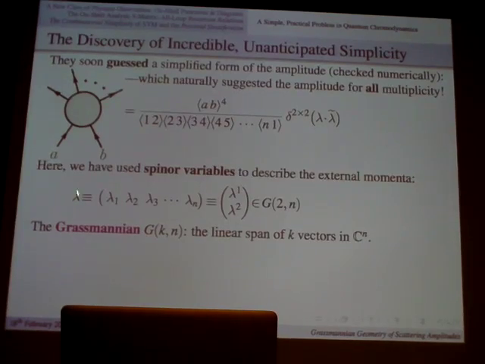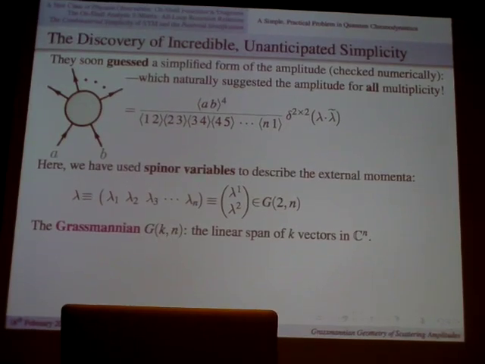And the kinematical data is kind of like a Grassmannian. That's what it is if you just look at lambda.